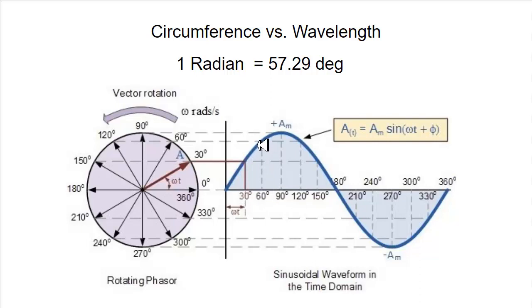And so 57.29 degrees is somewhere in here. It's a very arbitrary location on the curve. 1 radian, 57.29 degrees, lands around here on the curve. And this is a completely arbitrary location on this curve.